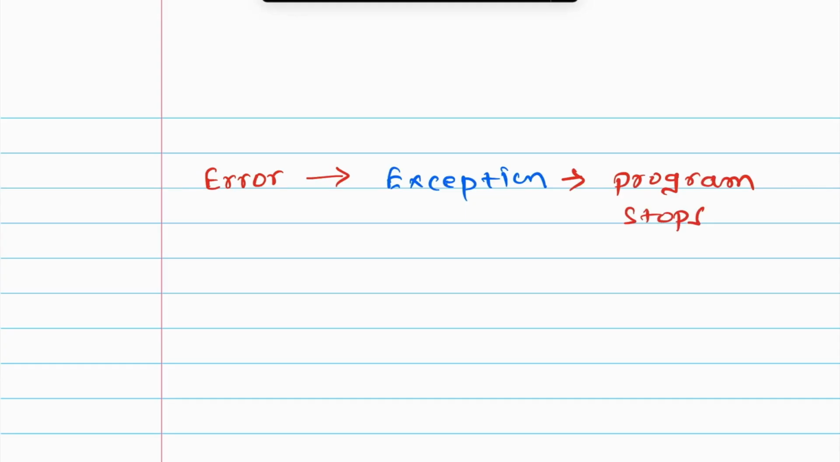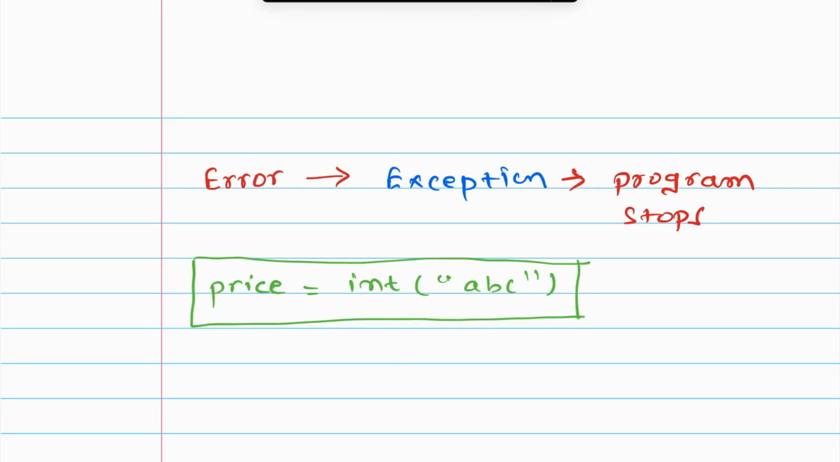Let's understand what actually happens when an error occurs in Python. When something goes wrong, Python raises an exception. As soon as that happens, execution stops immediately. For example, if we try to convert a string into a number, Python raises a value error. If we don't handle that value error, the program crashes. This is fine during the learning process, but in production, error handling is required.